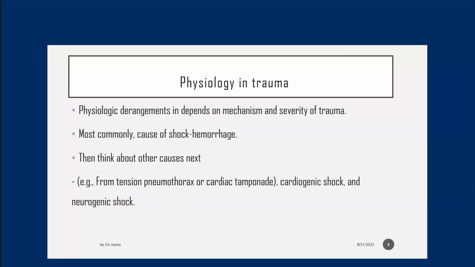Most commonly, according to the latest edition of Advanced Trauma Life Support, whenever a trauma patient presents with shock, the top 3 causes of shock should be hemorrhage, hemorrhage, and hemorrhage for the third time. We need to consider other causes of shock after having considered hemorrhage. After that, we can think about other possible causes of shock: cardiogenic, pneumothorax, cardiac tamponade, and neurogenic.